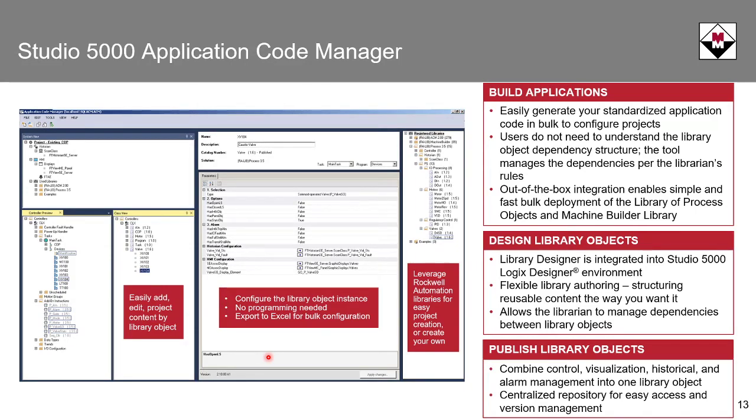Studio 5000 Application Code Manager is an engineering design tool that enables more efficient project development with libraries of reusable code. You can create modular objects with customizable configuration parameters. A single library object can contain aspects of Logix Designer, FactoryTalk View, FactoryTalk Alarms and Events, and FactoryTalk Historian. A librarian can either create these libraries themselves, or they can leverage Rockwell Automation's pre-built libraries like PlantPAx and Machine Builders libraries. It eliminates the need of custom-built tools for managing code generation and handles all version control.